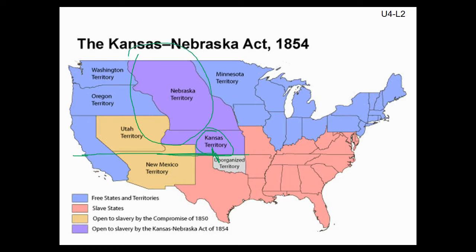So we're definitely changing the accessibility or the possibility of slavery to extend. Originally, slavery was just going to be in these pink areas here. But now, because of the Compromise of 1850, these yellow areas would be opened up to slavery for popular sovereignty. And then because of the Kansas-Nebraska Act, now these purple areas are going to be opened up for slavery. So it really enlarges the expansion of slavery.